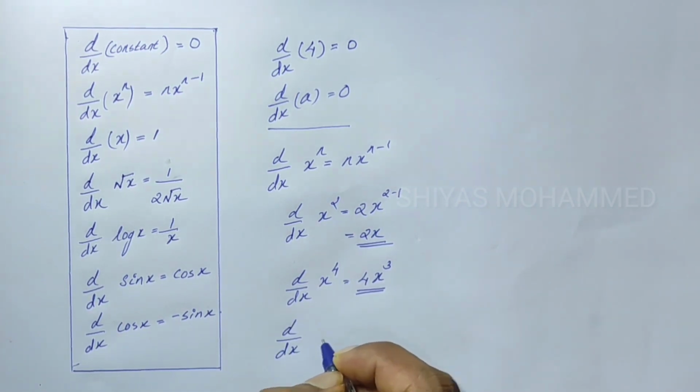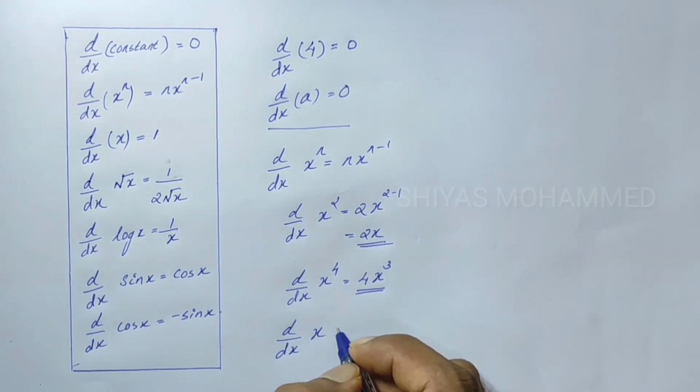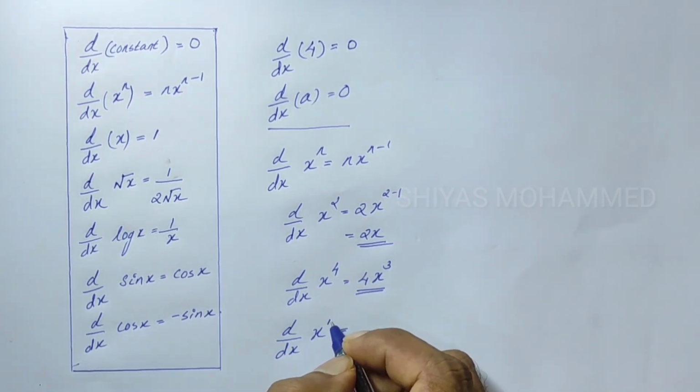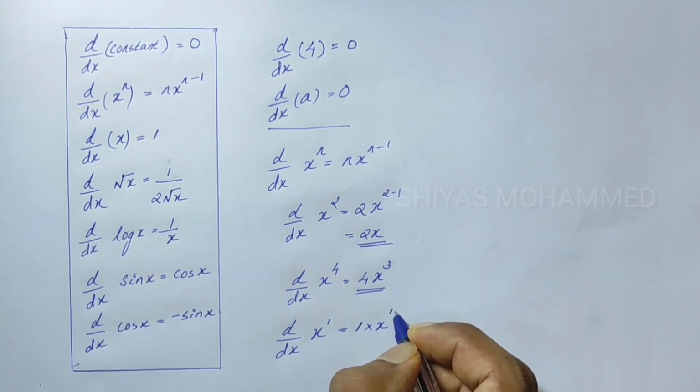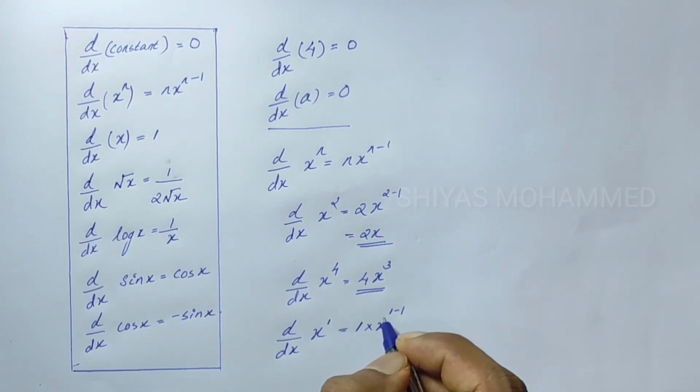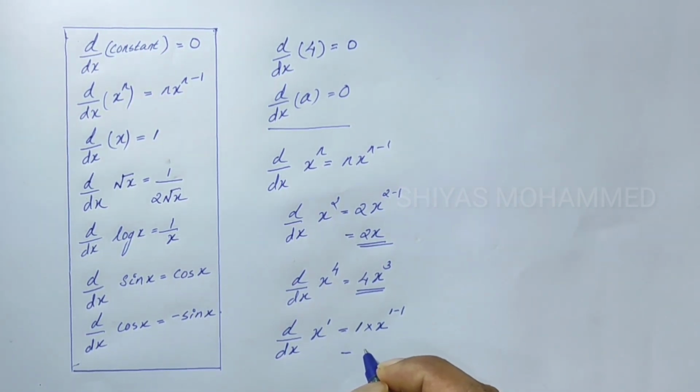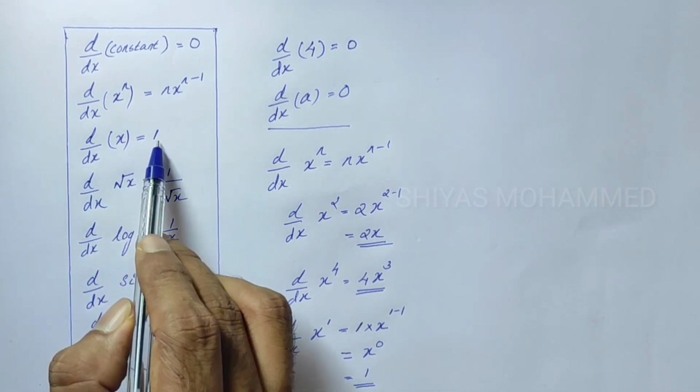One more example. Derivative of x. We know that simply x means x to the power 1. So here the power is 1. That 1 we will write on the left, into x raised to 1 minus 1, because we subtract 1 from that power. So it is x to the power 1 minus 1, which is 0. So what is x to the power 0? We already studied in mathematics, any number raised to the power 0 is equal to 1. For example, 2 raised to 0 is equal to 1. 10 to the power 0 is equal to 1. So here x to the power 0 is equal to 1. That's why we are getting the derivative of x is equal to 1.